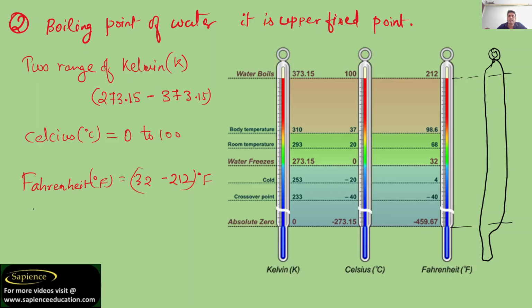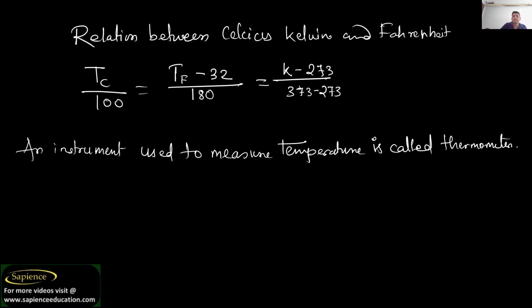For example, the temperature in Celsius is Tc, and it has a maximum of 100. The temperature in Fahrenheit is Tf, or F we can say, and the Kelvin temperature is K. So how will you find the relation?